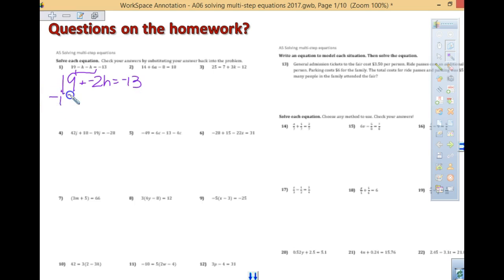And then you are subtracting 19 from both sides. And you should have been able to solve for that, okay? But negative h and a negative h is not 0. It's negative 2h in that intersection, okay?